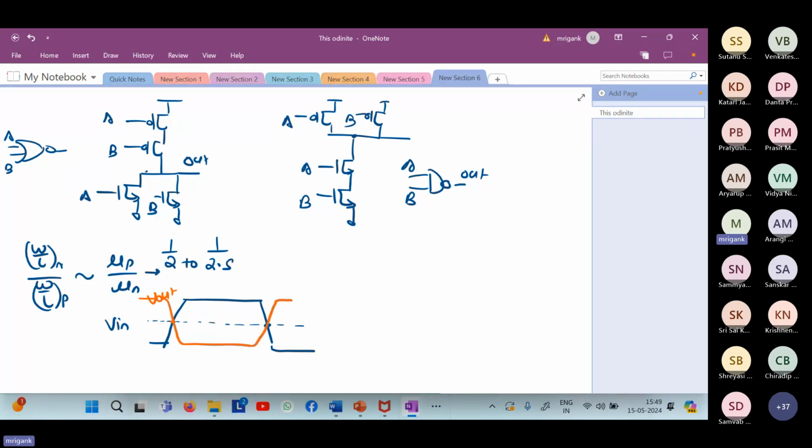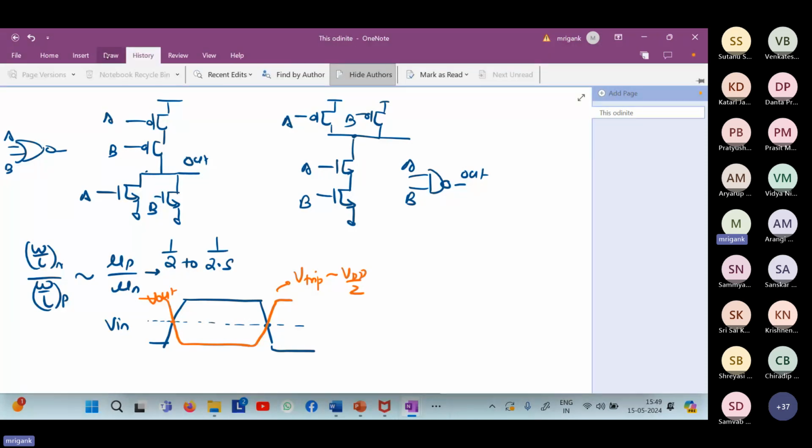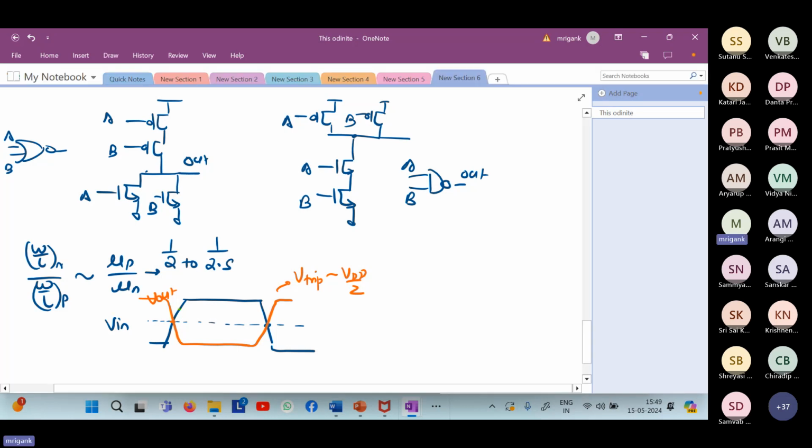This is the trip point, V trip equals VDD by 2. If the trip point was somewhere else, what will happen to the signal in this case? Suppose the trip point was higher, say 2 by 3 VDD, somewhere here.